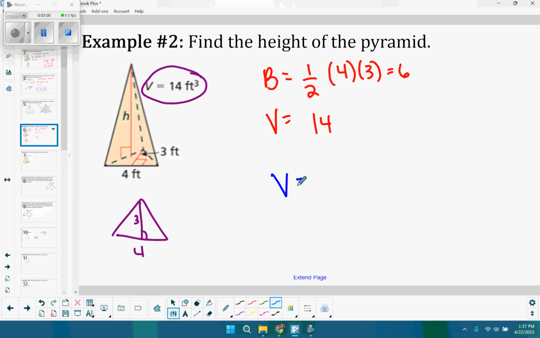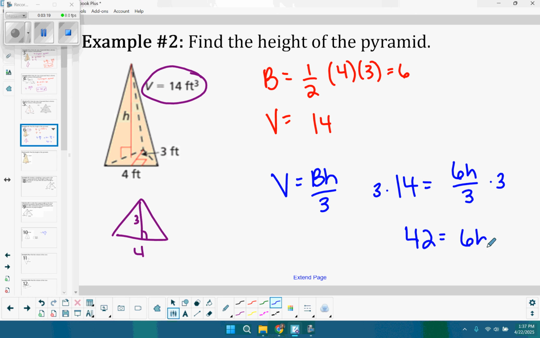So if V equals BH over 3, then 14 equals 6H over 3. I can reduce 6 over 3. If I wasn't able to, I would instead multiply both sides by 3, which is what I'll do just to show you that we can do it that way. So this is going to be 42 equals 6H. Divide both sides by 6, so H is 7. And the units were feet.